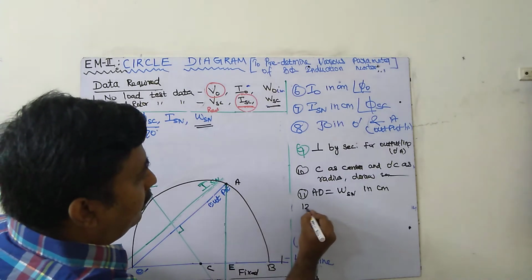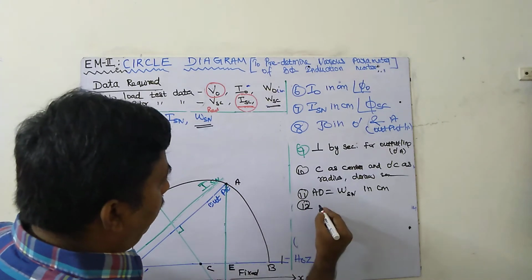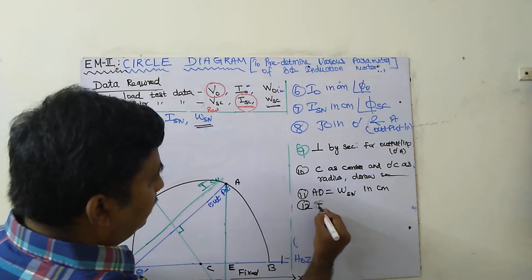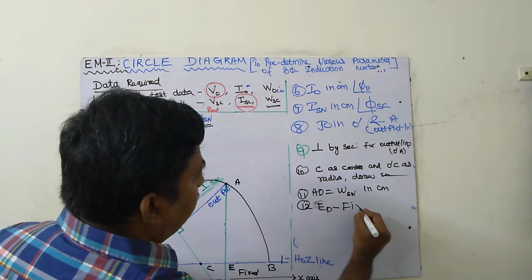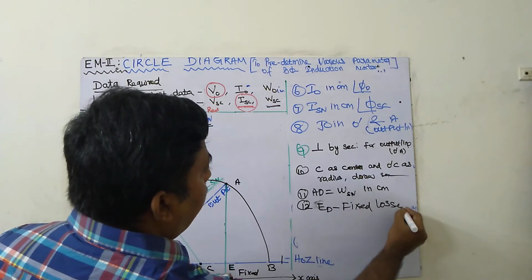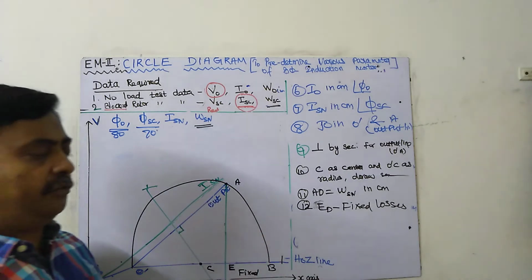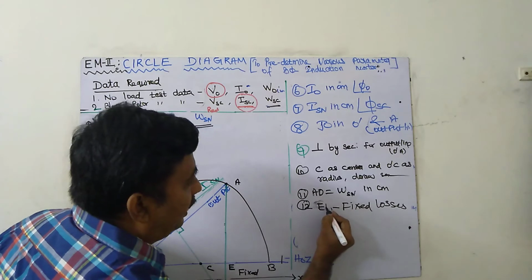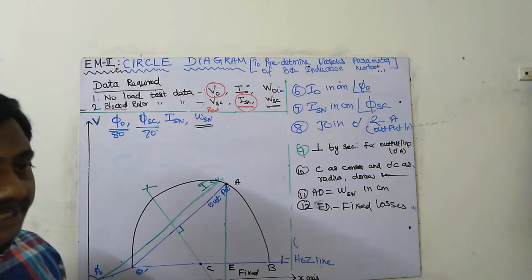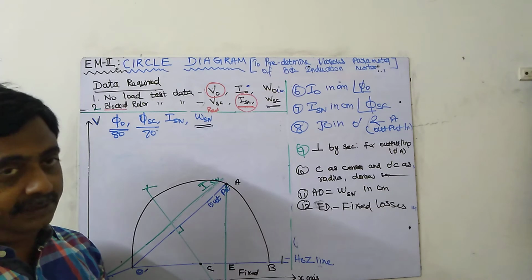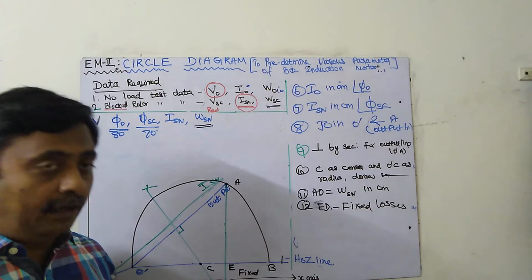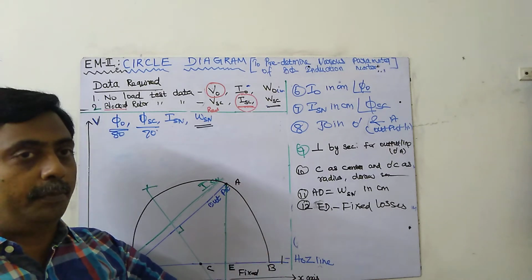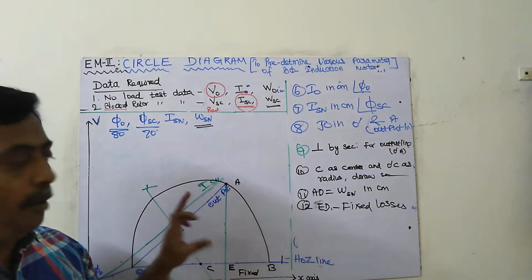So the 12th point. Already we have drawn AD. What does ED represent? Fixed losses. I'll explain, because after that we have to find the power scale, and then only we can explain all those things. ED represents fixed losses. Now, what does AE represent? AE represents the total copper losses at short circuit. What are the copper losses? Stator copper losses as well as rotor copper losses. So I have to find the point.